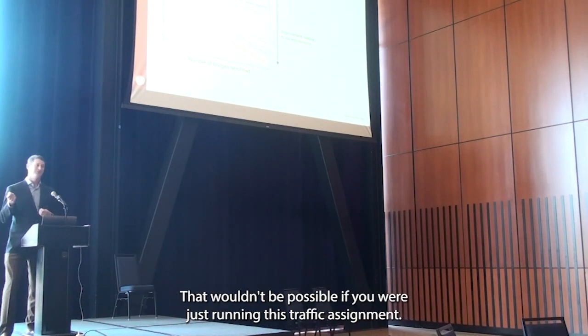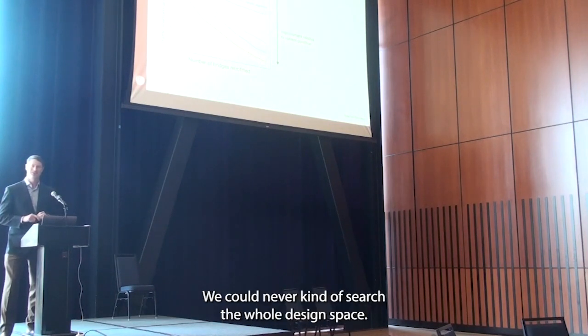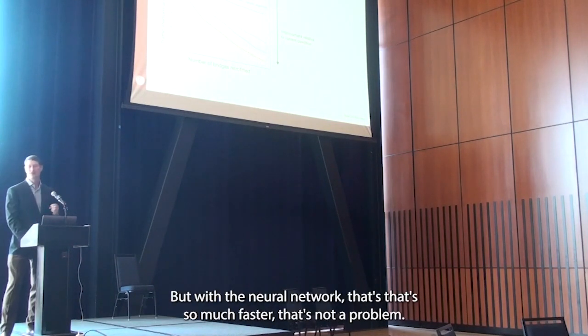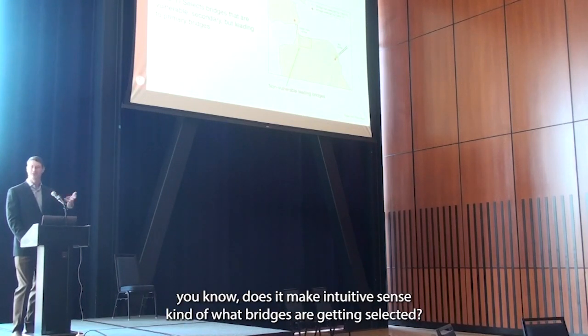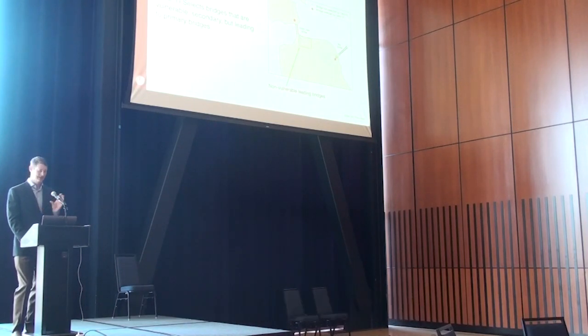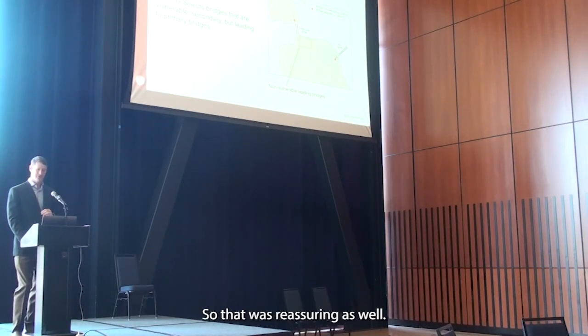That wouldn't be possible if you were just running this traffic assignment. We'd have to do so many function evaluations, we could never search the whole design space. But with a neural network that's so much faster, that's not a problem. We also looked at whether this LIME TI metric makes intuitive sense, in terms of what bridges are getting selected. We thought there was some rhyme and reason to it, so that was reassuring as well. But I'll go past that.